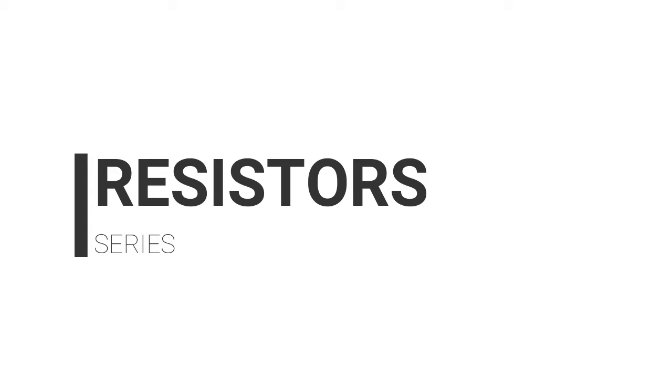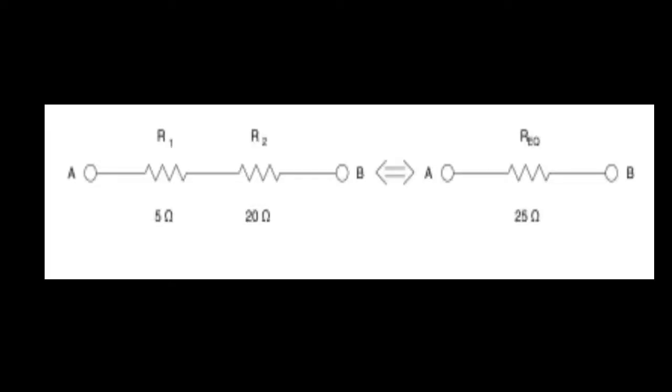Resistors in series. When a group of resistors is connected in series, the total resistance is simply equal to the sum of the values of the resistors. If a resistor having a value of 5 ohms is connected in series with one of 20 ohms, as shown in the figure, the total resistance between terminals A and B is 25 ohms. The two resistors could be replaced with a single resistor having an equivalent resistance equal to the value of R1 plus R2, which in this case is 25 ohms.